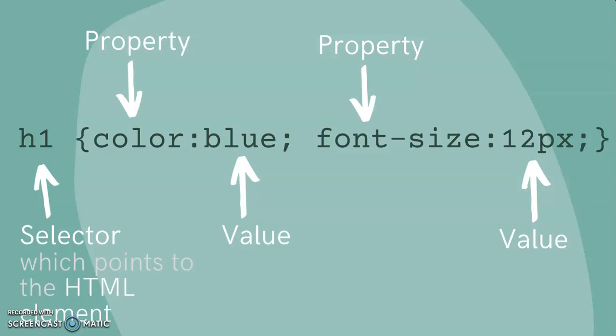I want to first just highlight something very basic, but just a couple key terms. So in this declaration, we need to remember that the selector in this case is the H1, which points to the HTML element. And the property in this is the color and the font size. And the value, for example, is blue and 12 pixels.